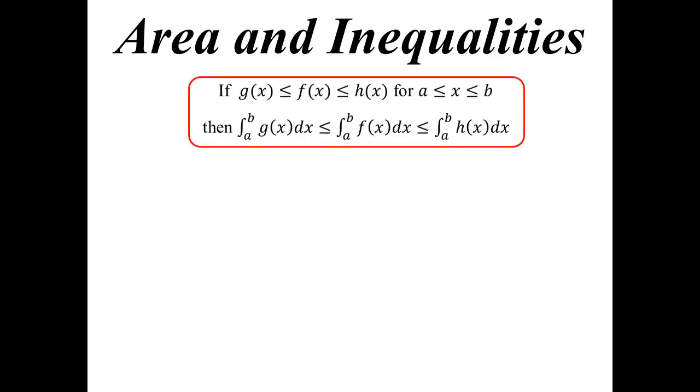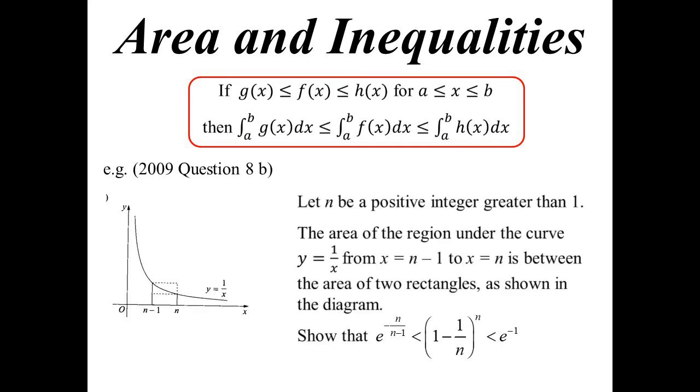If you can trap the integral between two areas, then a lot of our problems, you will have noticed, involve that idea to working out what the integral is. So here's one from the 2009 paper. Again, you'll notice it's question 8b. So the last question. They gave us the graph of our hyperbola, y equals 1 on x. So n's an integer greater than 1. And the area under the curve, and they're going from n minus 1 to n as the rectangle they've drawn in. So show that 1 minus 1 on n to the power of n is in between these two values.